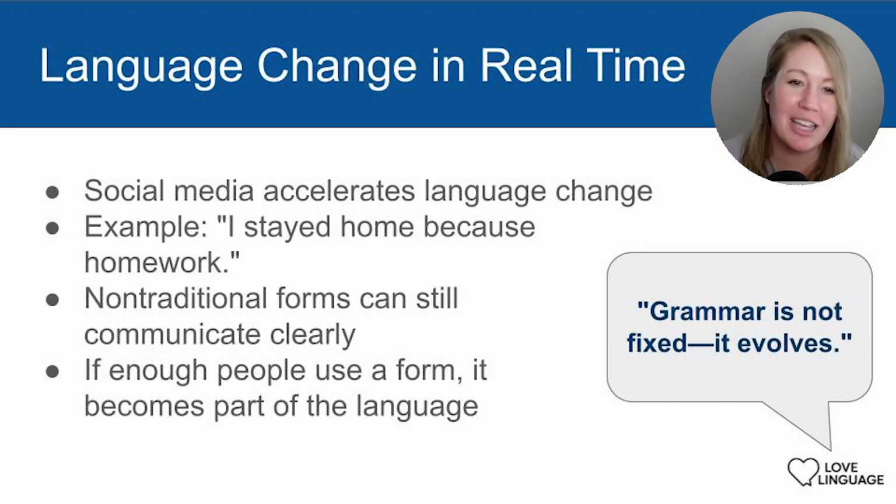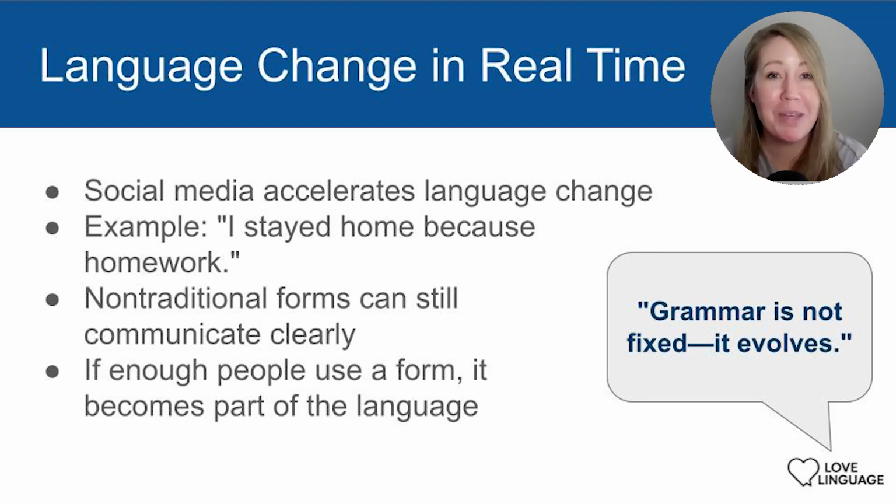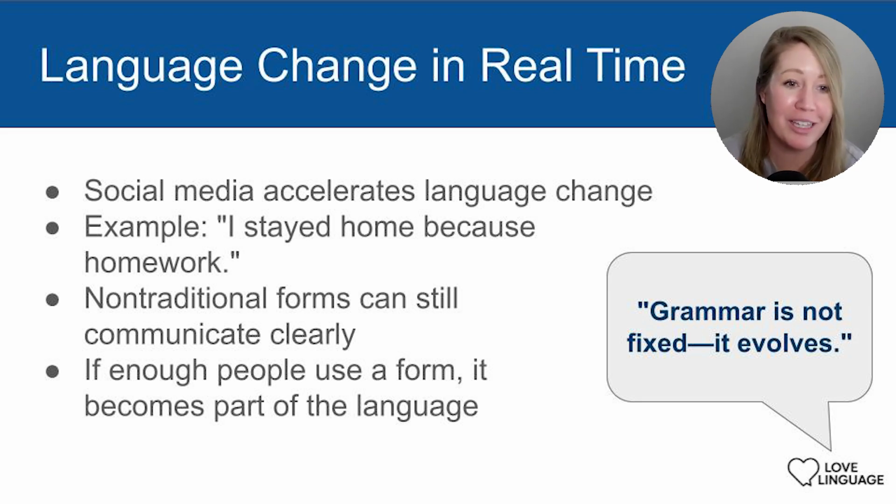And you can actually see language change happening in real time on social media. So, for example, you might see constructs like, "I stayed home because homework." And that doesn't really follow traditional grammar rules, but most people immediately understand what it means. And once enough people start using a form like that, it becomes part of how the language works. So grammar isn't fixed, it's constantly evolving and sometimes very, very quickly.